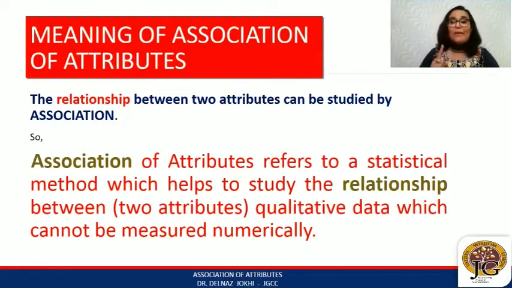और हाँ, this qualitative data you cannot measure numerically, right? As I just told you that if a person is honest, either a person is honest or a person is dishonest. आप ऐसा नहीं बोल सकते कि 90% ये स्टूडेंट ऑनेस्ट है. आप ऐसा क्वांटिटेटिव मेजरमेंट एट्रीब्यूट के लिए डायरेक्टली नहीं कर सकते हो. सो दिस इज द मीनिंग ऑफ द चैप्टर एसोसिएशन ऑफ एट्रीब्यूट्स.